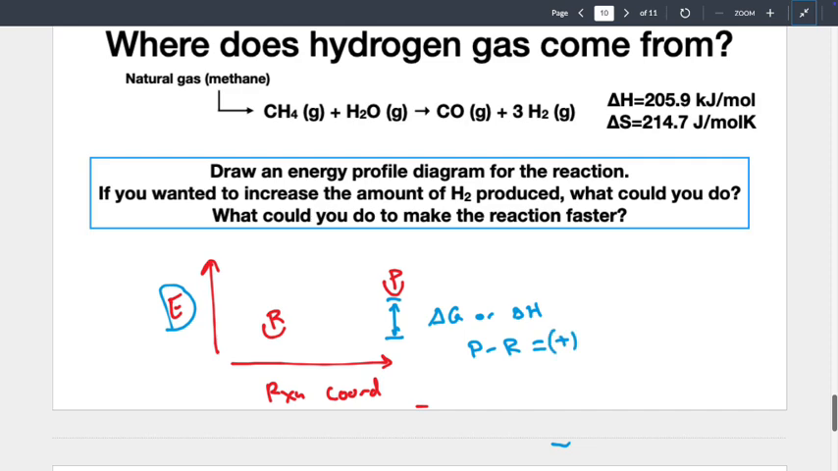Positive, which is exactly what we saw when we looked at delta G. Delta G was positive, and our delta H was also positive given this context. So we should be seeing the product energy higher in energy than our reactants. If we're going to finalize the energy diagram, we have to pass through some kind of transition state.